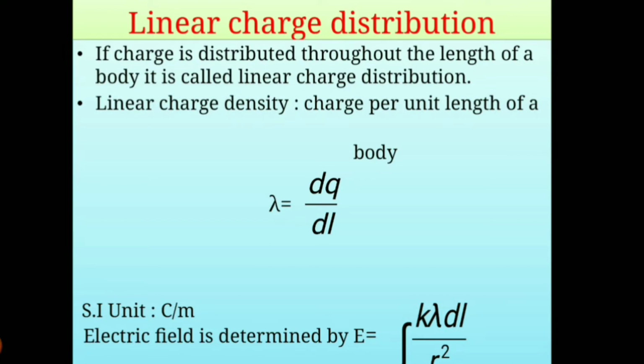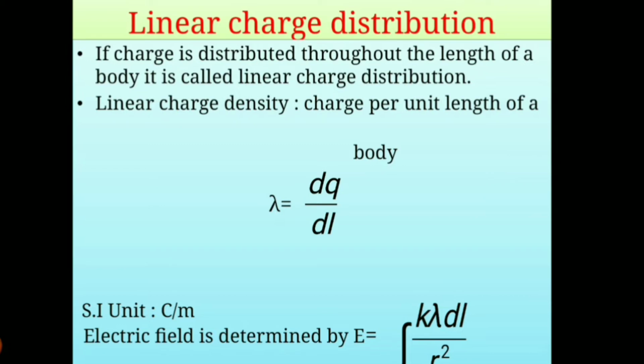First one is linear charge distribution. If charge is distributed throughout the length of a body, we call it linear charge distribution. For determining the electric field for linear charge distribution, we define a quantity called linear charge density. It is defined as charge per unit length of a body, represented by the letter lambda, which is dq by dl. SI unit of lambda is coulomb per meter.